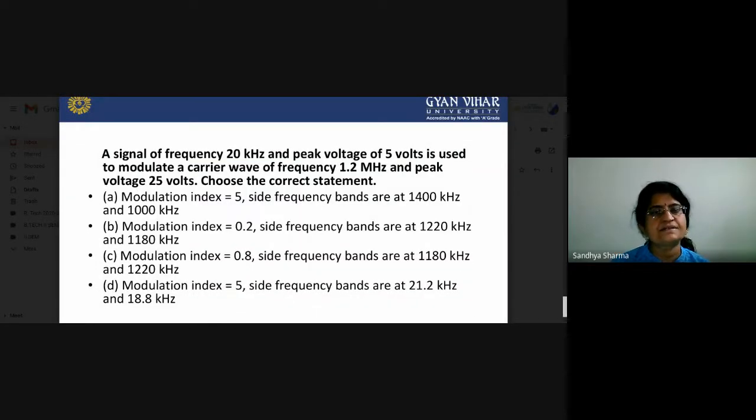Again, there is a question: a signal of frequency 20 kilohertz and peak voltage of 5 volts is used to modulate a carrier wave of frequency 1.2 megahertz. The peak voltage is also given. So you are given the modulating signal and the carrier signal, and you have to calculate the modulation index and the frequency bands. What about the frequency bands? The lower sideband and upper sideband frequencies.